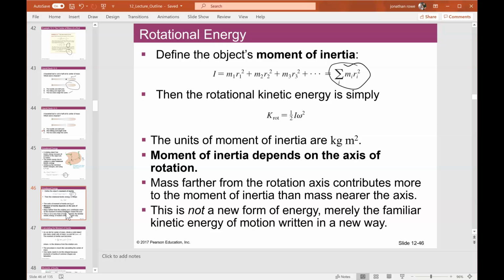Units of the moment of inertia are kilograms times meters squared. The moment of inertia depends on the axis of rotation. Mass farther from the rotation axis contributes more to the moment of inertia than mass that is near the axis. This is not a new form of energy, but it is merely the familiar kinetic energy of motion, just written in a new way.